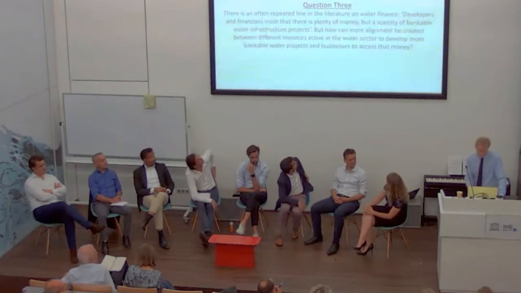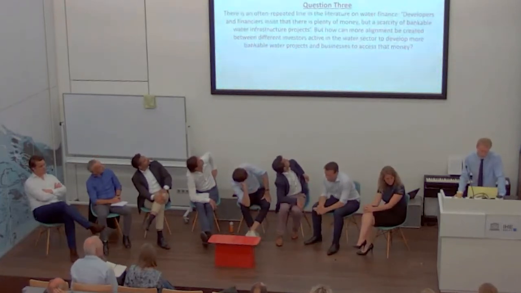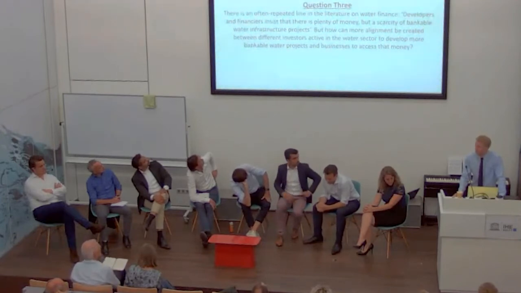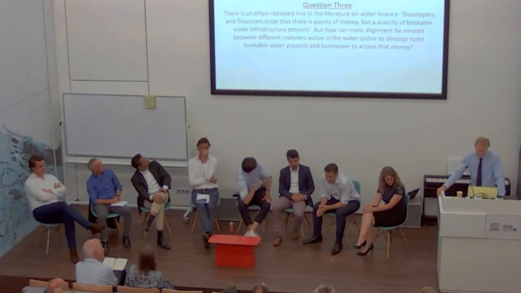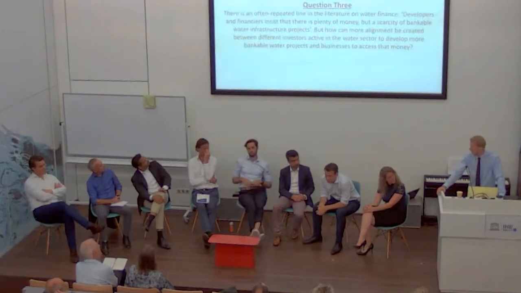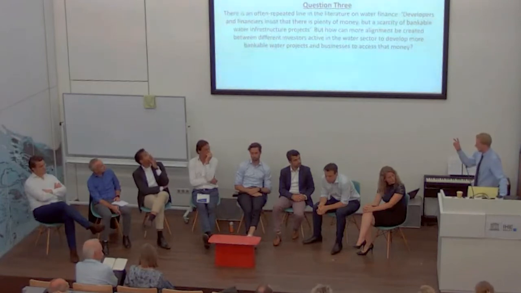So, without further ado, I'd like to introduce the third question. As I alluded to in the introduction, there's an often repeated line in literature on water finance, something along the lines of: developers and financiers insist that there's plenty of money, but a scarcity of bankable water infrastructure projects. But in your opinion, how can more alignment be created between these different investors active in the water sector to develop more bankable water projects and businesses, to actually access that money that is supposedly out there ready to be tapped into?